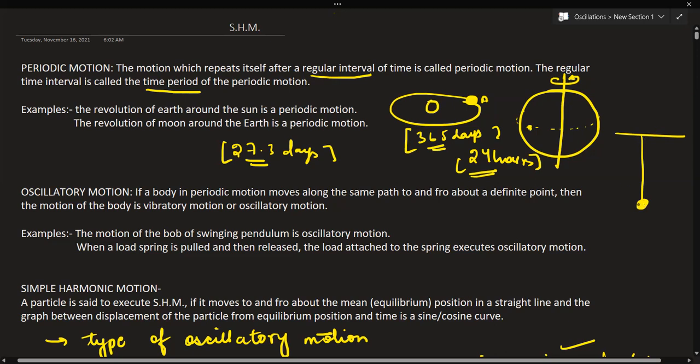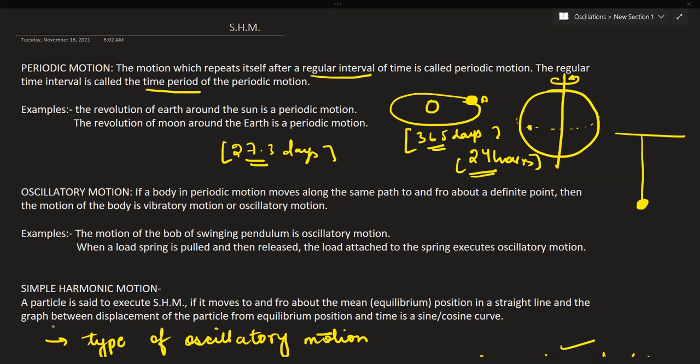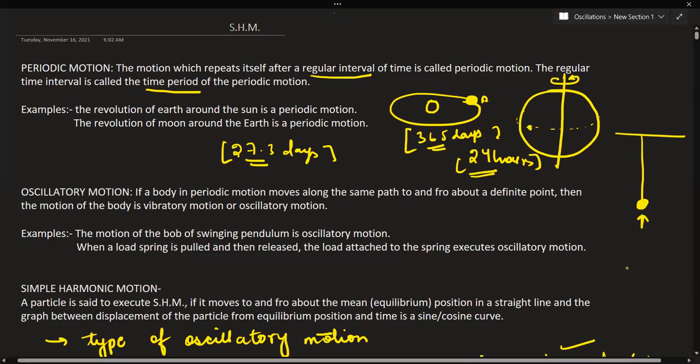Now see, if this is the pendulum, let's say, so this is the mean position. Mean position is the starting position from where the particle has been released. The initial position at which the particle comes to rest is known as the mean position. So what happens if you apply a little force over this pendulum? What will happen? This will reach its extreme point, then it will come back to its mean position.